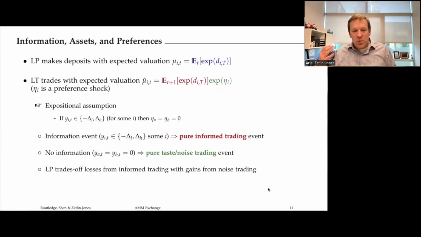And so what is our liquidity provider going to do? They're obviously going to be thinking about, well, I have some beliefs about the value of the tokens. How much do I want to supply to this market to try to make money on the noise traders, understanding the more I put up, the more I might lose from the informed traders.